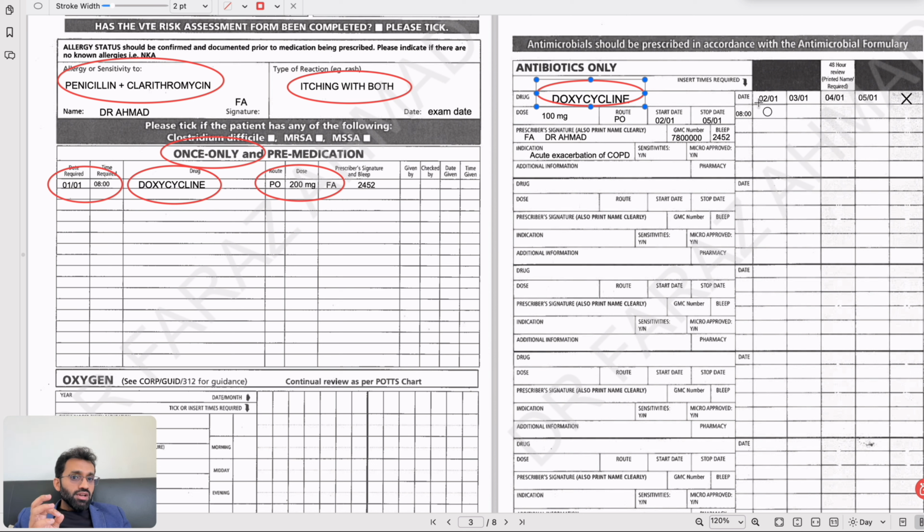So here you will write the second, the next date of your exam date, okay, and then you will write only for the 4 days, and you will cross the 5th day. This is very, very important. Please keep in mind, don't skip or make any mistake over here. Then you will write your name and signature for the antibiotic. Your GMC number is very important, your bleep number, acute exacerbation of COPD. If there is any other information you want to write, you can write over here as well.